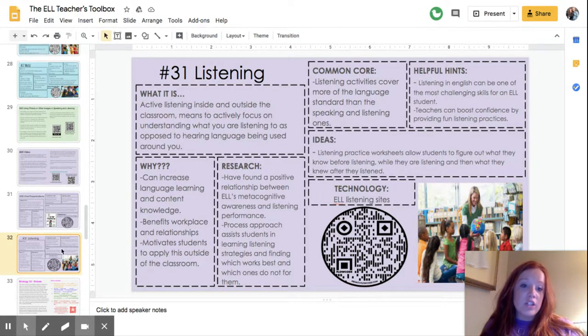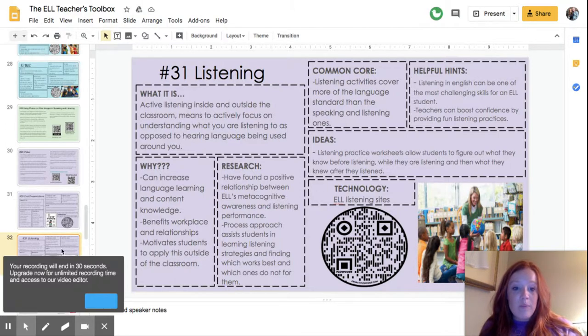Listening practice worksheets allow students to figure out what they know before they listen, and then while they are listening, and then what they knew after they listened. And then I have a QR code here that sends you to English language learners listening sites, and it talks all about how you can find fun ways for English language learners to listen.